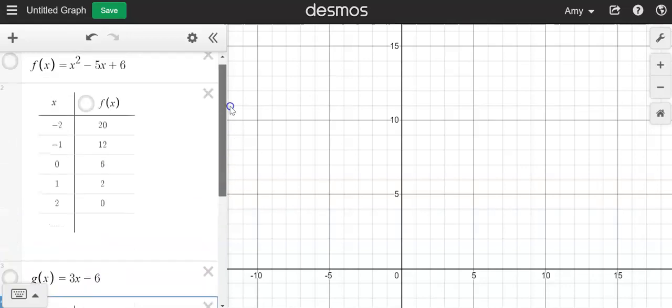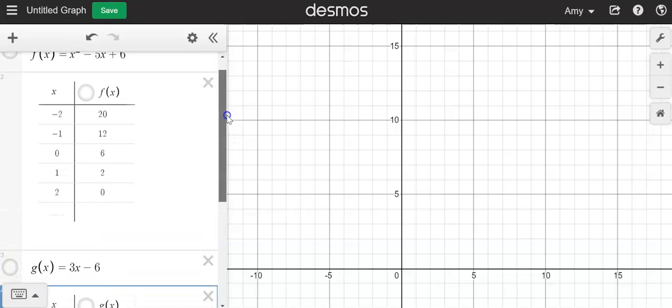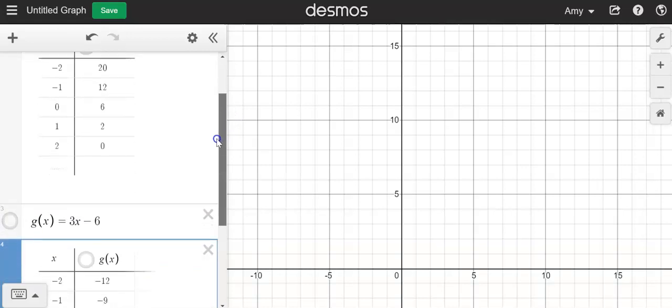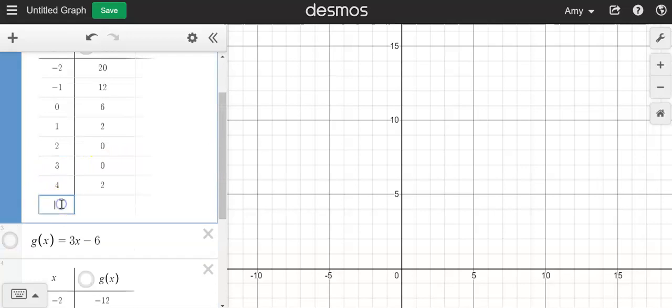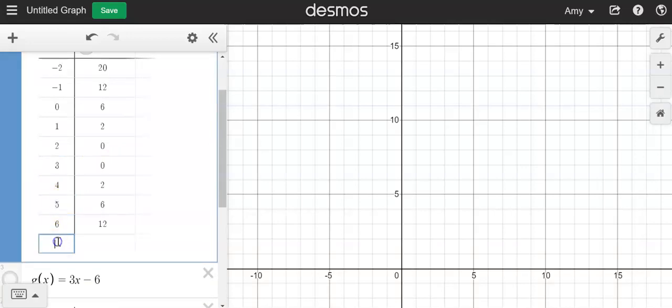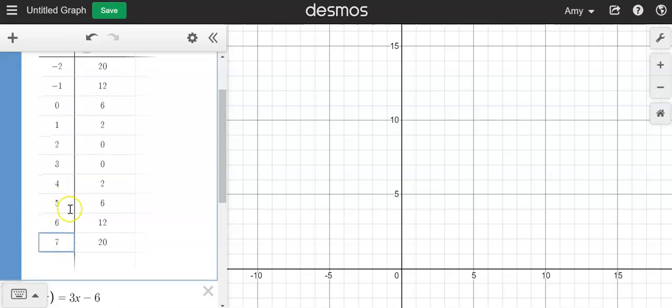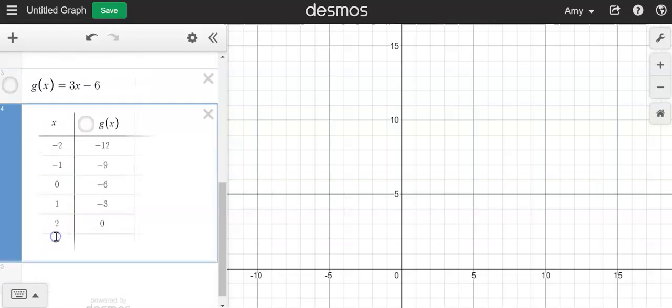So we kind of have to guess where this is going to happen. So let's just keep on typing. Let's see, I'll type a few. For f of x, go to 7. All right, and I'll do the same thing down here for g of x, and then let's see if we get any same points.